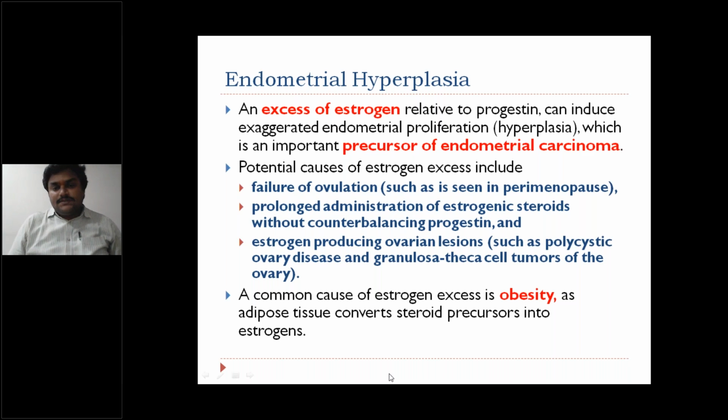Again, the common cause of estrogen excess is obesity, which most of us lack actually. What happens in obesity is that the fat in the body will convert into estrogens. So it results in an excess amount of estrogen, again causing endometrial hyperplasia.